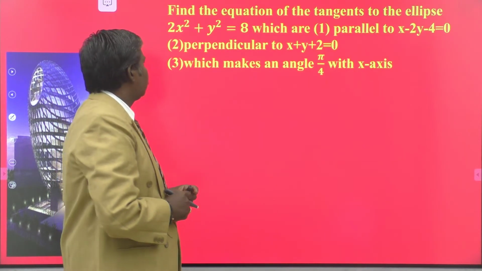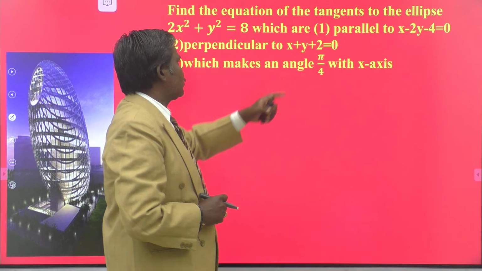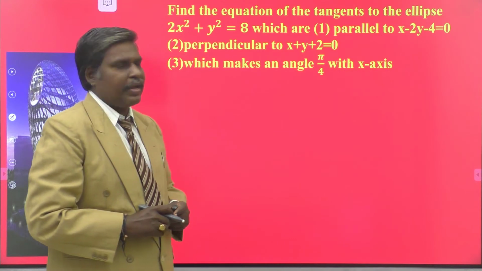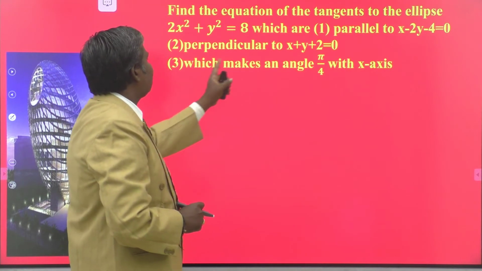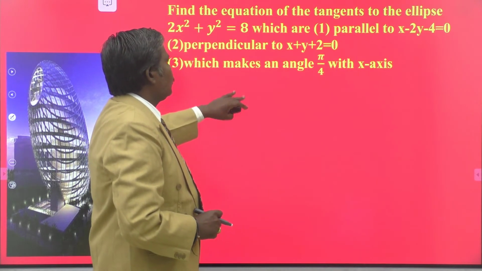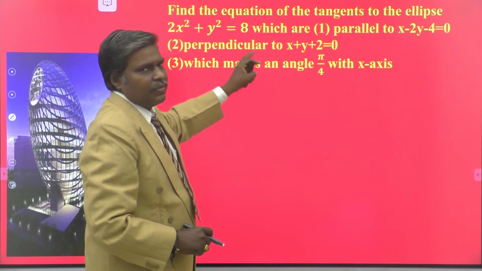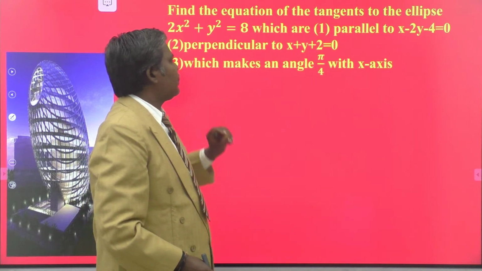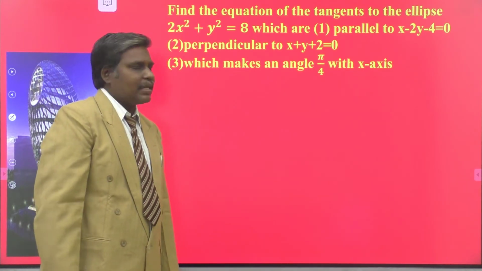See this question. Find the equation of tangents to the ellipse 2x² + y² = 8, which are, first, parallel to x − 2y − 4 = 0, second, perpendicular to x + y + 2 = 0, and third, makes an angle π/4 with the x-axis. These are the three questions. We have to find the equations of tangents to this ellipse satisfying the conditions: for the first problem, parallel to that line; second problem, perpendicular to the other line; for the third problem, the tangent makes an angle π/4 with your x-axis.